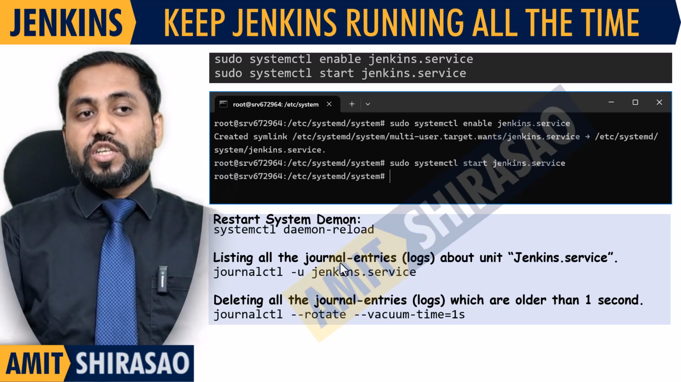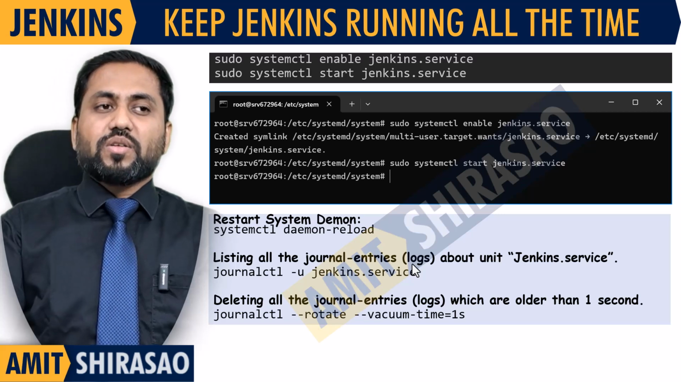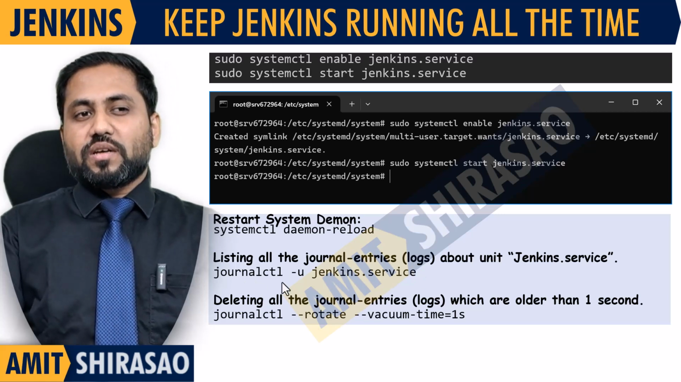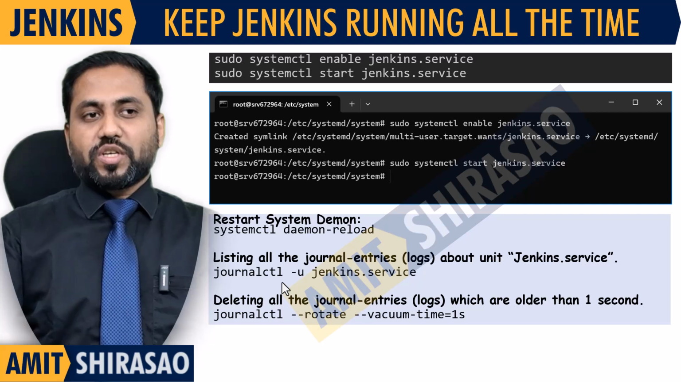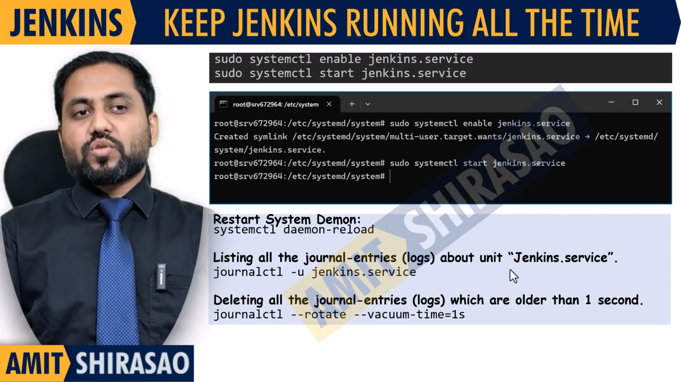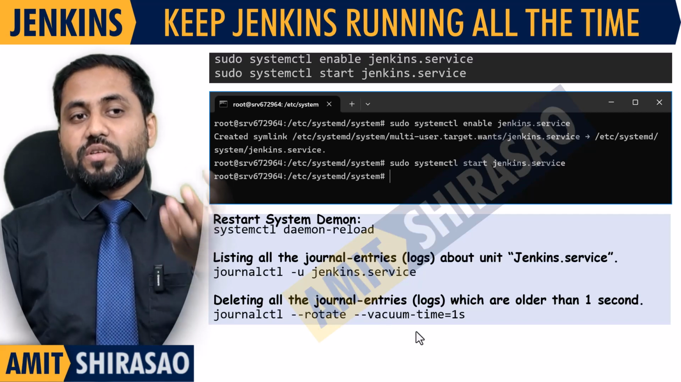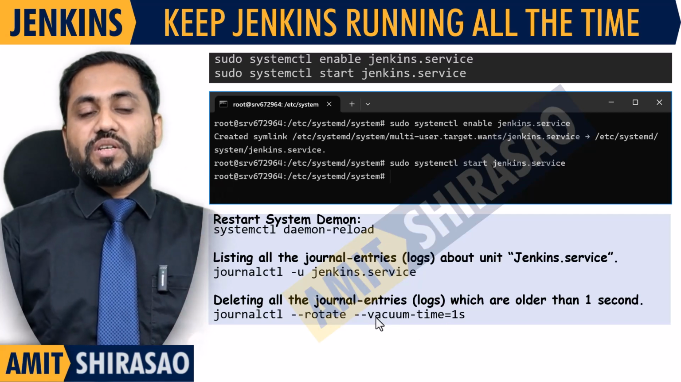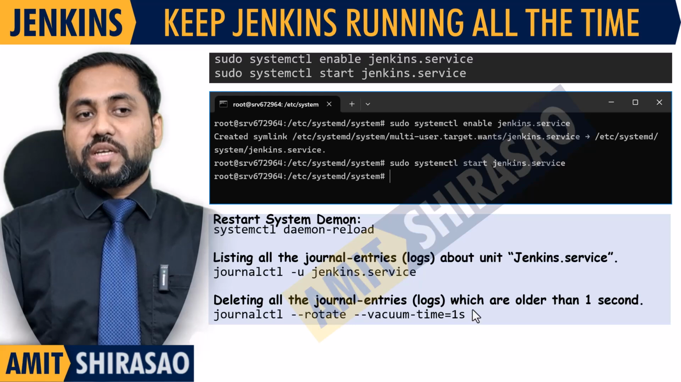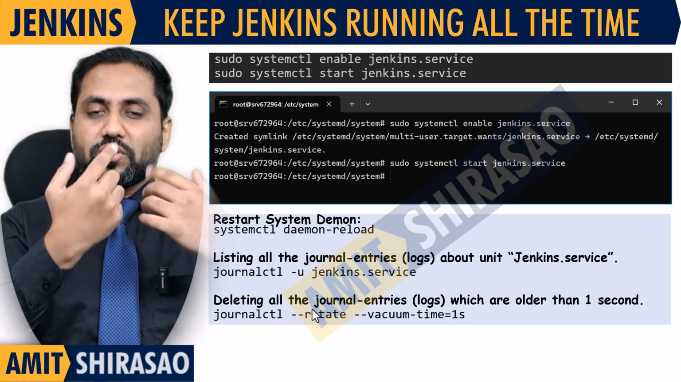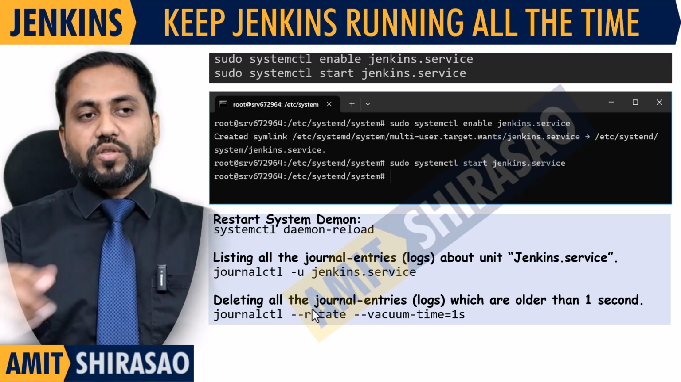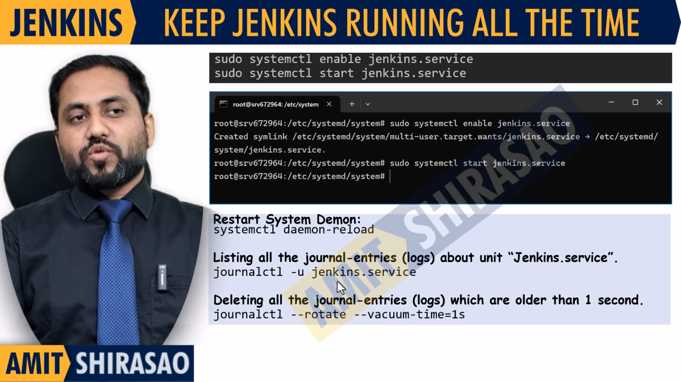List all the journal entries. So what are these? Journal means log entries. Okay, journal entries means logs. So all the logs from this unit should be listed, and then delete all the logs by using this particular command. So vacuum time 1 second. Whatever is older than 1 second, please rotate it, means delete it. Rotating a log means you're deleting, flushing the log and rewriting on it. Okay, so that is what these commands mean.